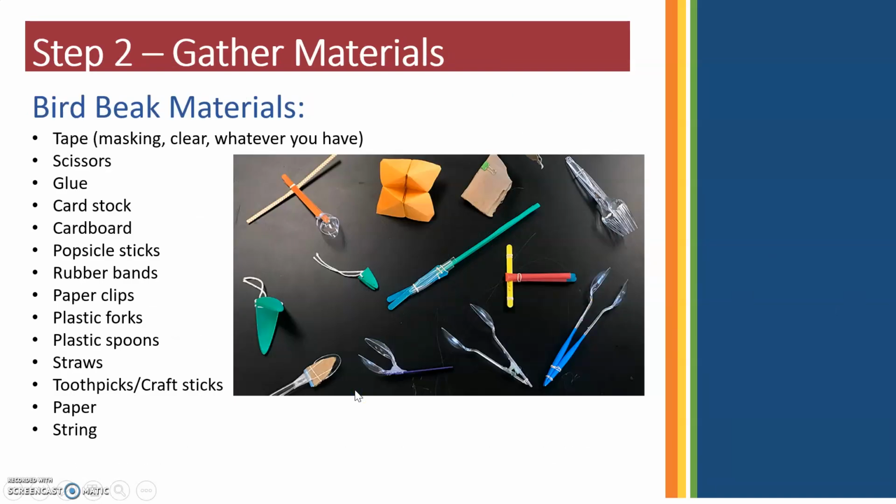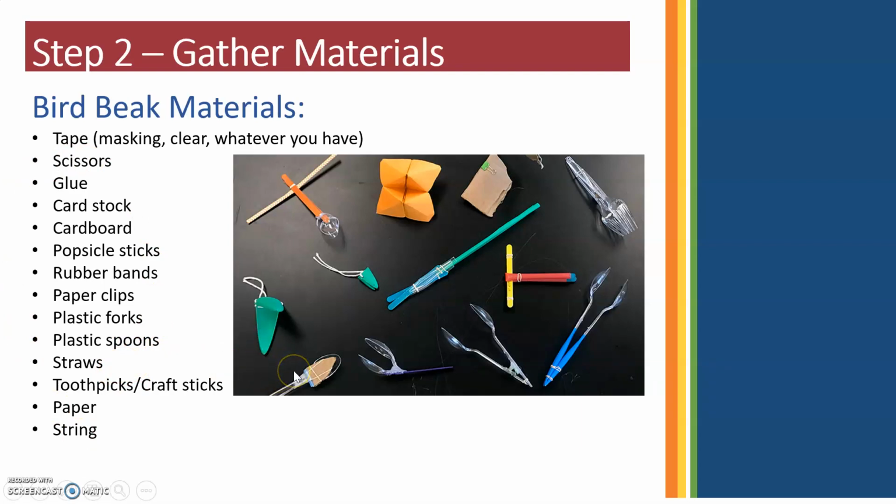Now that you've done your research and you know the type of specialist beak you want to focus on, you need to think of some materials that you can use to build it. Use things that you have around your house. For example, I have cardboard, rubber bands, straws, toothpicks, plastic utensils, really anything you have lying around. The list on your screen is only a short list. I'm sure you have lots of things that you can use that I haven't suggested.